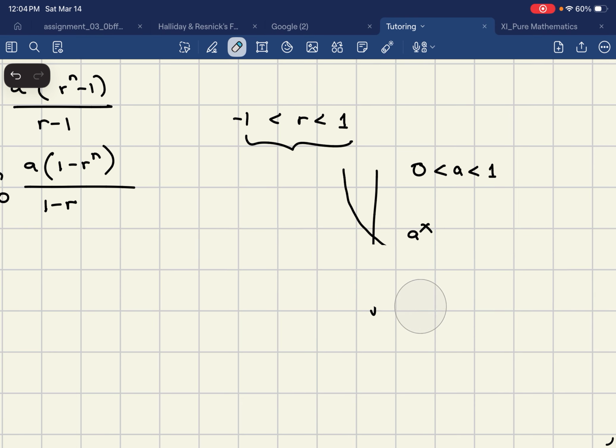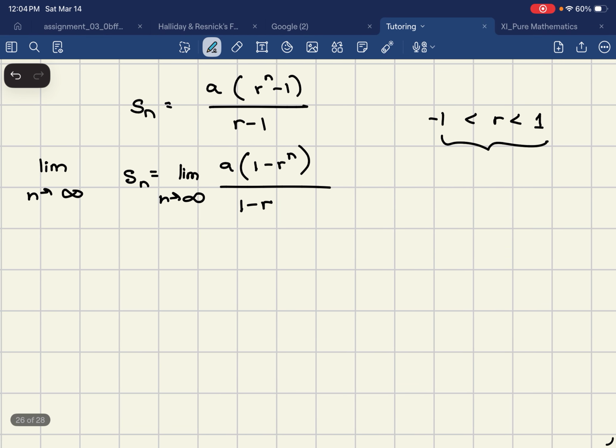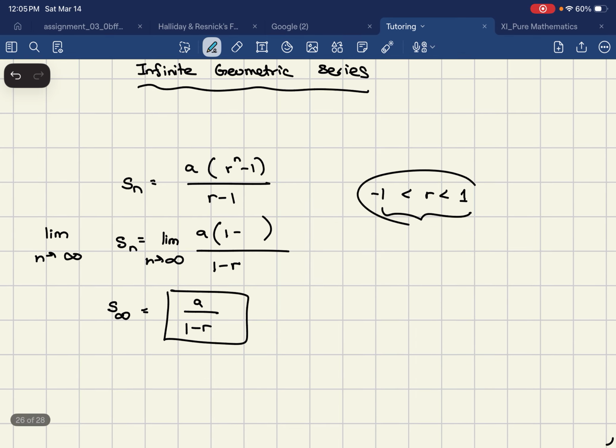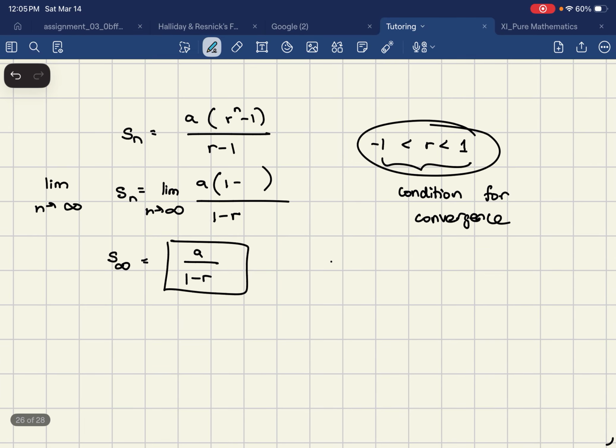Therefore, when you take the limit as n tends to infinity, r to the power n is going to collapse to 0. So we have a divided by 1 minus r. That is the sum of infinite terms for a geometric series. And this is the condition for convergence. If it does not satisfy this condition, then we say that the geometric series diverges.